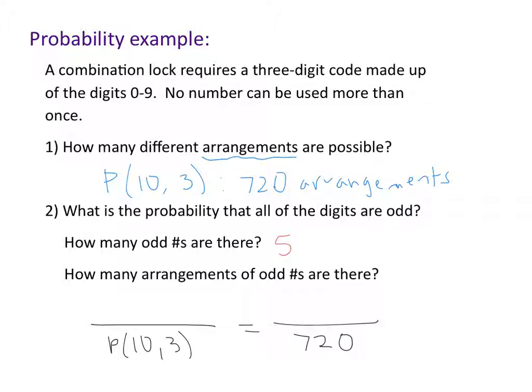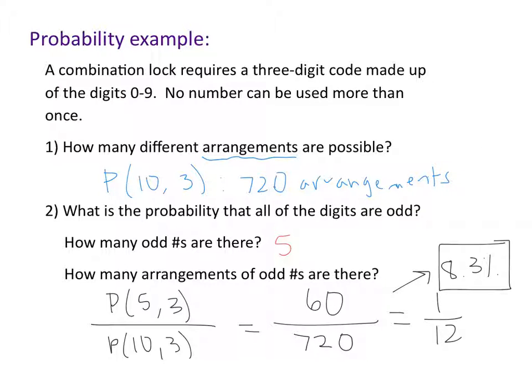But now in the numerator, we want only odd numbers, and order will matter again. They don't want to use a number more than once. So with our 5 numbers, we are choosing only 3. And the permutation of 5 choose 3 is 60. So 60 over 720 is 1/12, which is 8.3%. So a very low percentage. But I just wanted you to take a peek at a probability example again, because you will see those soon.